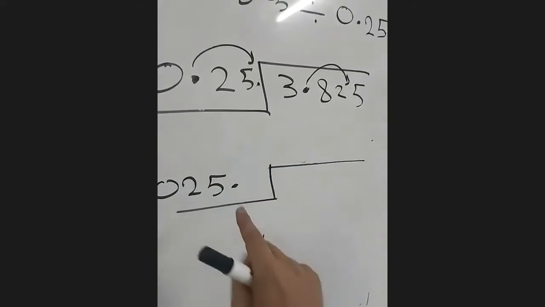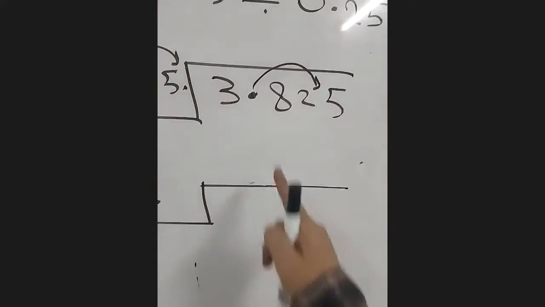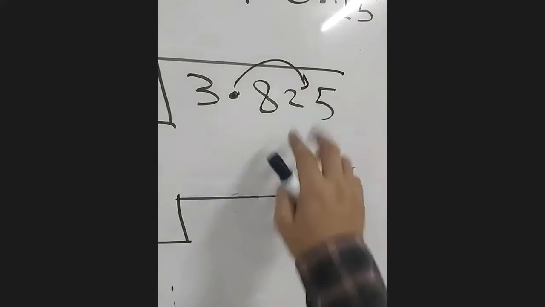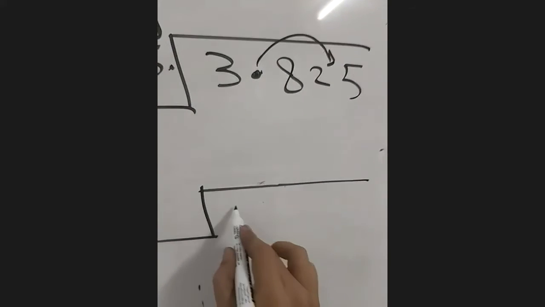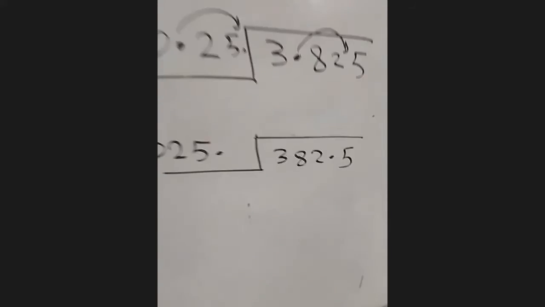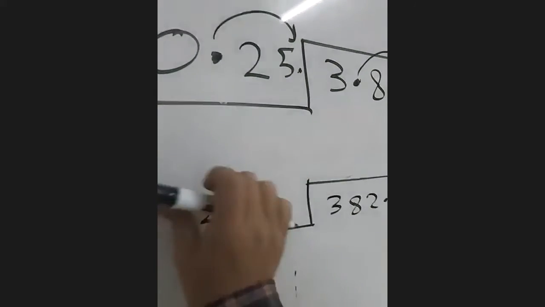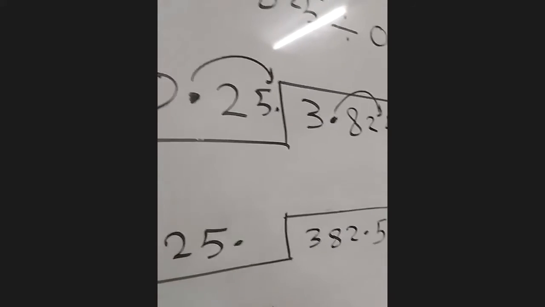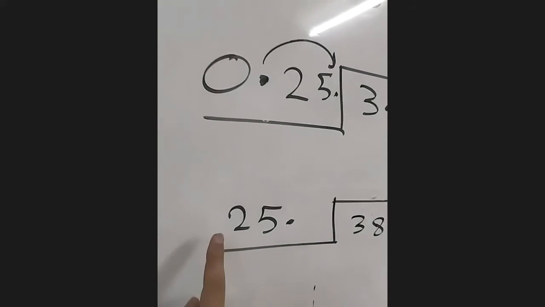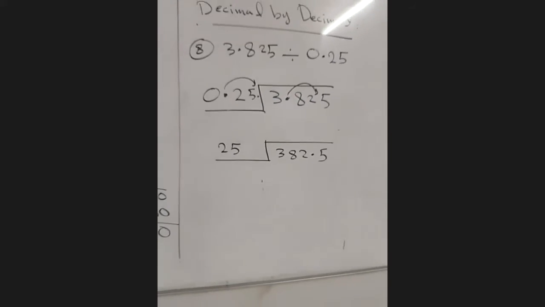We don't want this one. And this decimal will be between 2 and 5. No need to add zeros. 3, 8, 2, decimal, 5. Now this 0, I don't need it. Rayyan, this 0 has no value. And this decimal, no need for it.